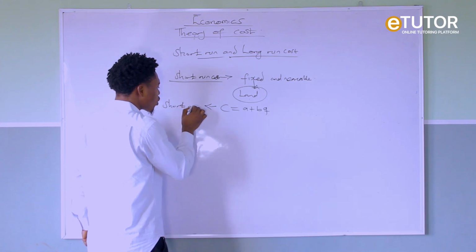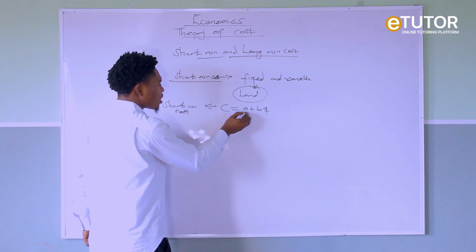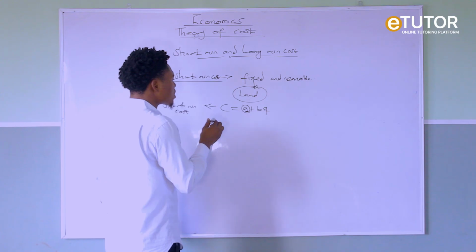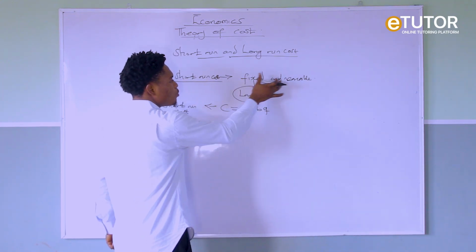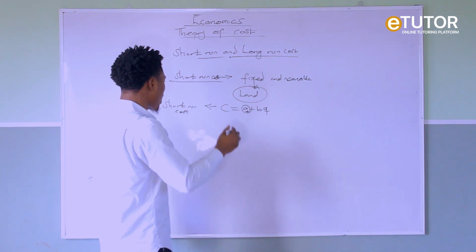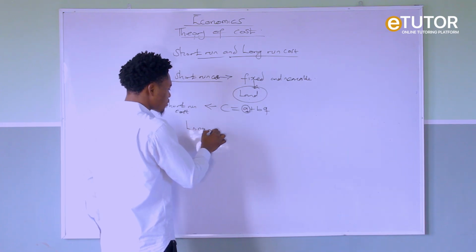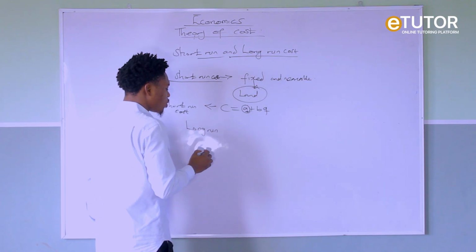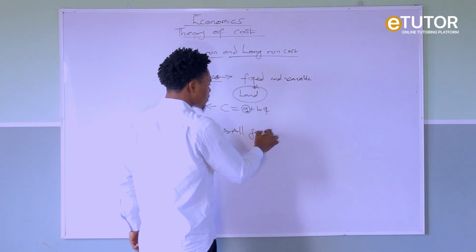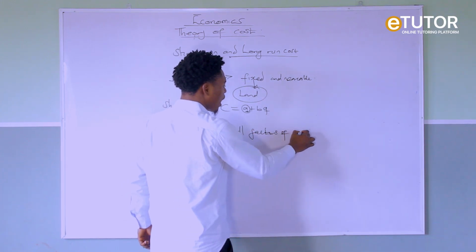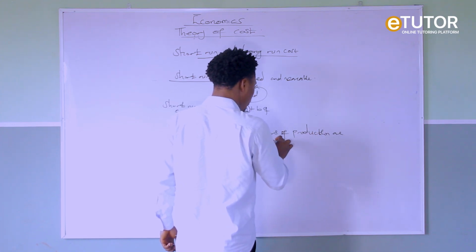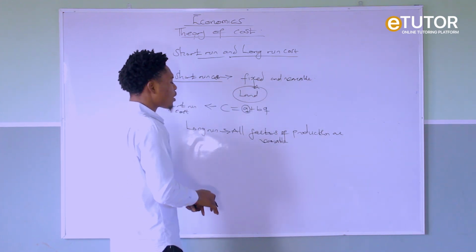In a short run cost, you will always see a constant, which simply means it is not variable. So short run cost simply means some factors of production are variable, while some are fixed. So we have fixed factors and variable factors. However, in the long run, all factors of production have now become variable. So in the long run, all factors of production are variable, including land itself. Land becomes a variable factor in the long run.